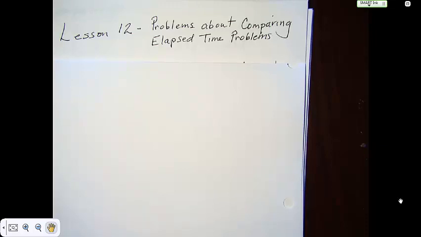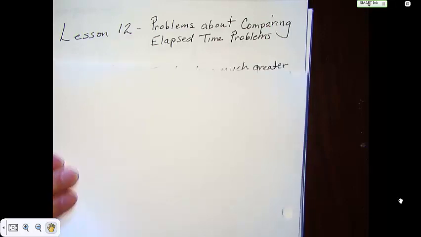Today we're going to talk about Saxon, Course 2, Lesson 12. And today's topic is problems about comparing and elapsed time problems. Now, these are really not all that hard, but sometimes people get confused when they try to look at them, especially if they're written as a word problem. So let's see if we can get a little bit of the mystery out of it.